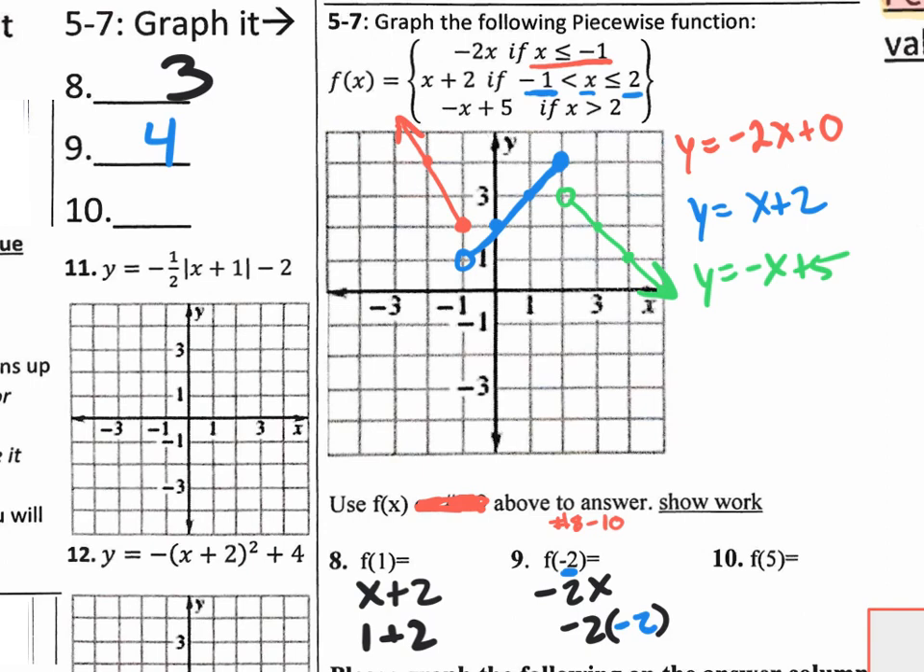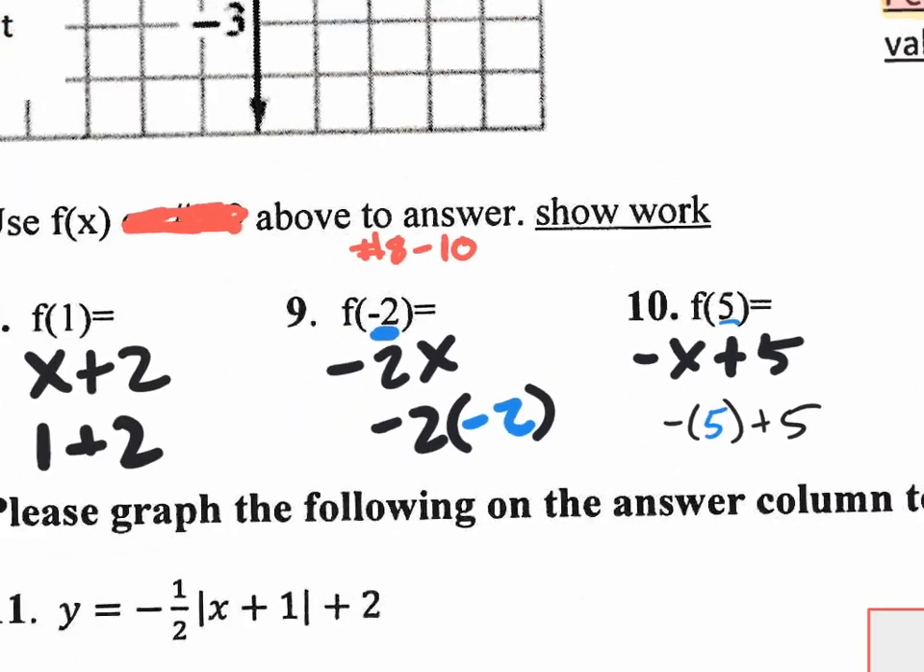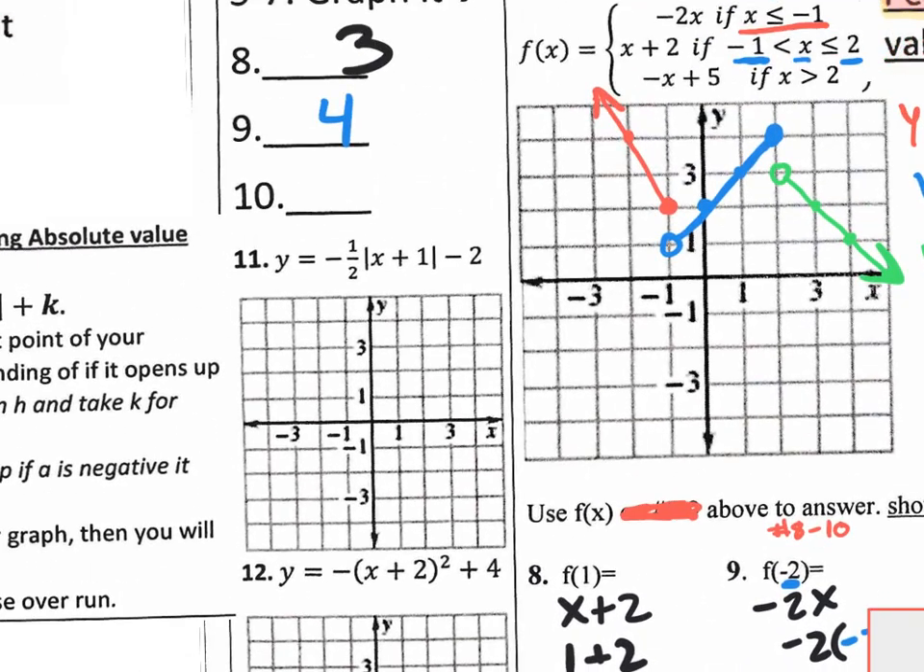Number 10, f of 5. Let's plug in 5. Where am I going to plug in 5? Into the top one, the middle one, or the bottom one? Bottom one, because 5 is definitely greater than 2, so we're going to go for the bottom one. So I'm going to plug in 5 into my negative x plus 5. And of course, when you show your work here, you're going to go negative x plus 5, and you're going to be plugging in the 5. So that's really a negative 5 plus 5. That gives you 0. So the answer over here on number 10 is 0.